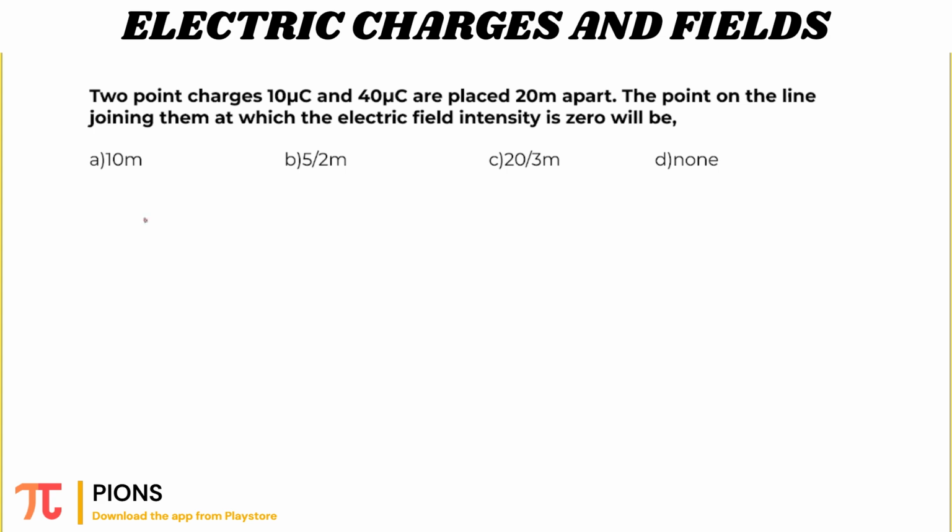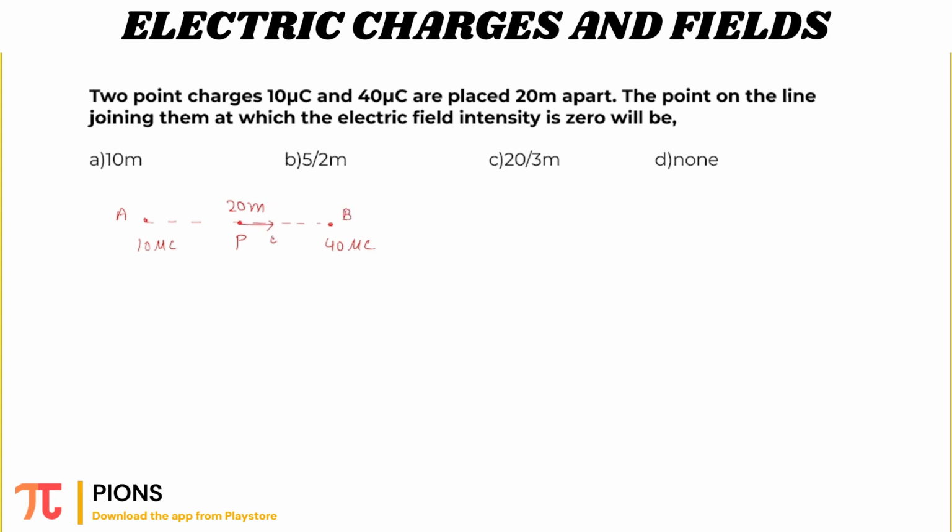Next, two point charges: 10 microcoulomb, so let's say this is our 10 microcoulomb over here, and another one is 40 microcoulomb over here. They are placed at a distance of 20 meter apart. Find the point on the line joining them at which the electric field intensity is 0. Let's say this point P is the point where the electric field is 0, and let me call this charge A and this charge B.